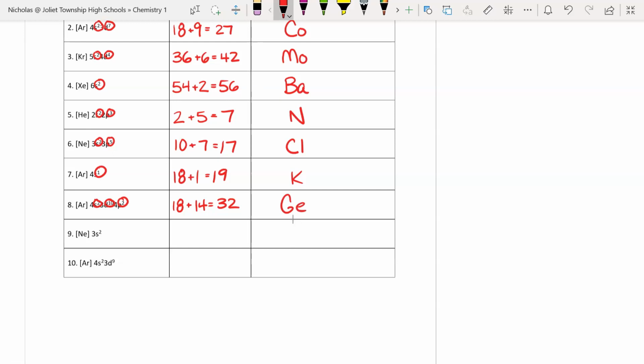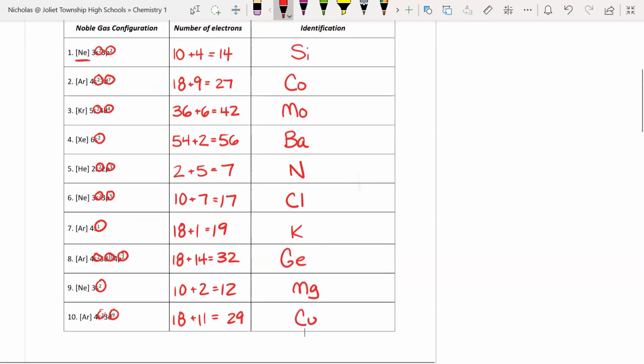Okay, neon we did previously. Neon was 10, and then we are adding 2, that's 12, which is magnesium. Okay, argon we did previously, that's 18, plus 2 and 9, that's 11. That is 29, which is copper. All right, so for those, my suggestion is to take the noble gas, take the atomic number, and then just add to it the sum of the exponents.